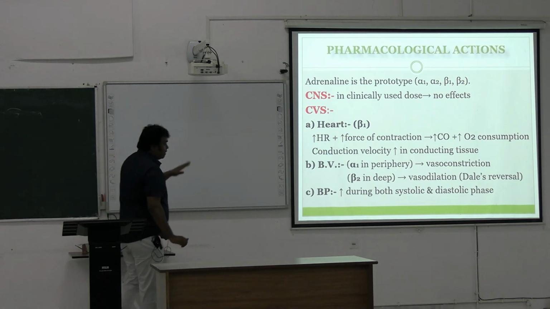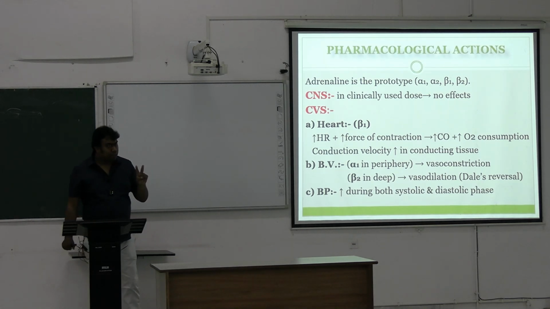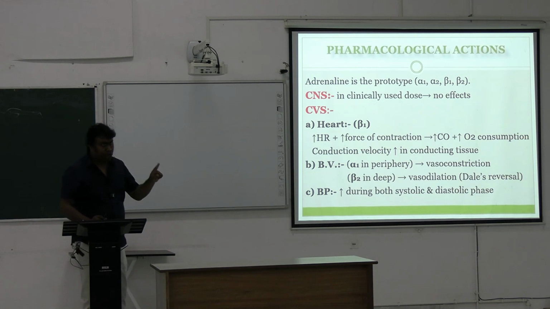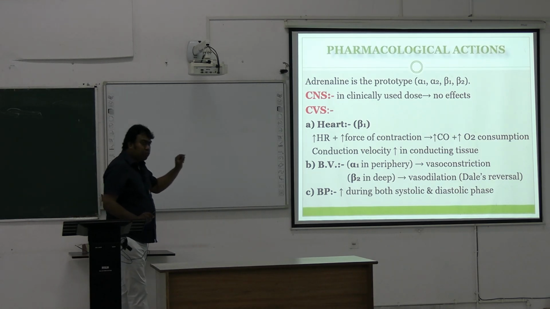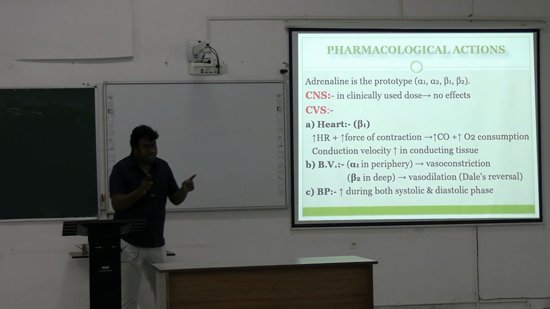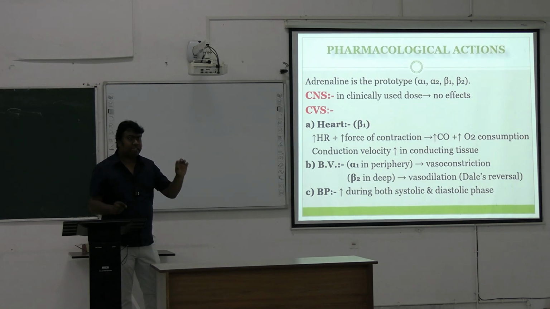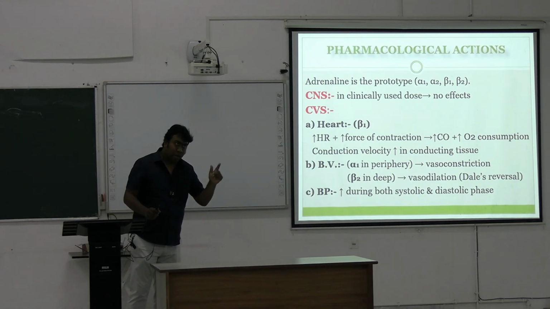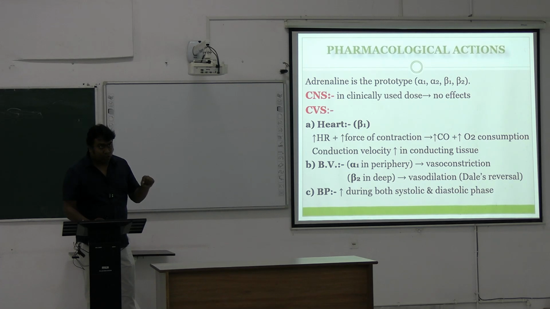Next, in blood vessels. In blood vessels, there are two types of receptor: alpha 1 and beta 2. Stimulation of alpha 1, which can be caused by adrenaline as well as noradrenaline, leads to vasoconstriction. Whereas if beta 2 is stimulated, it dilates. So there is a reduction of the peripheral resistance, leading to fall of BP.